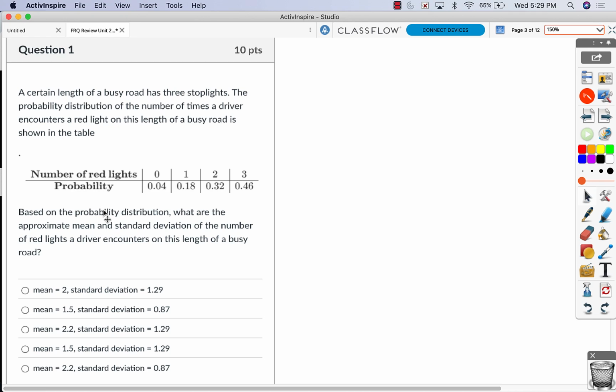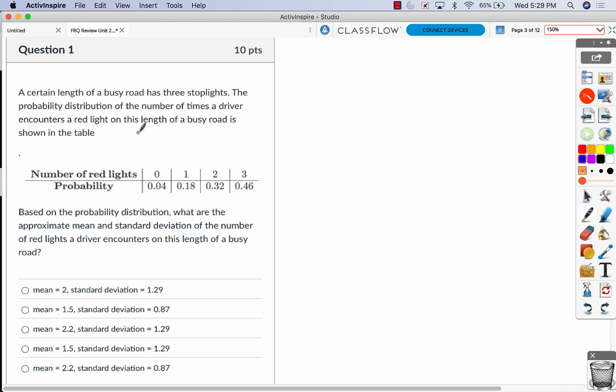Okay, this is the key for how to do these problems. There's basically two types of random variables. You have a discrete random variable and you have a continuous random variable. A discrete random variable is when you know how many outcomes there are.